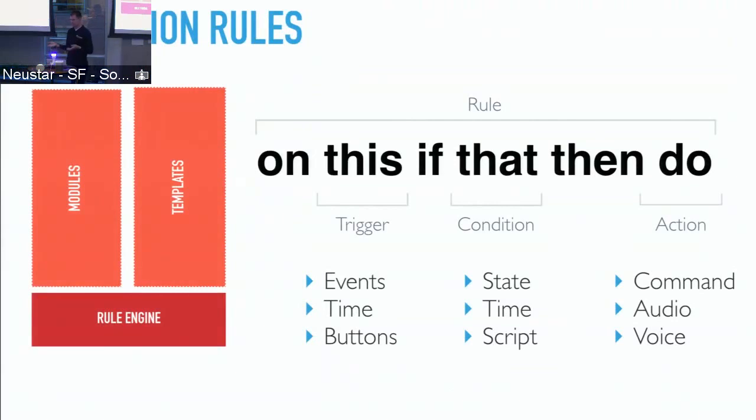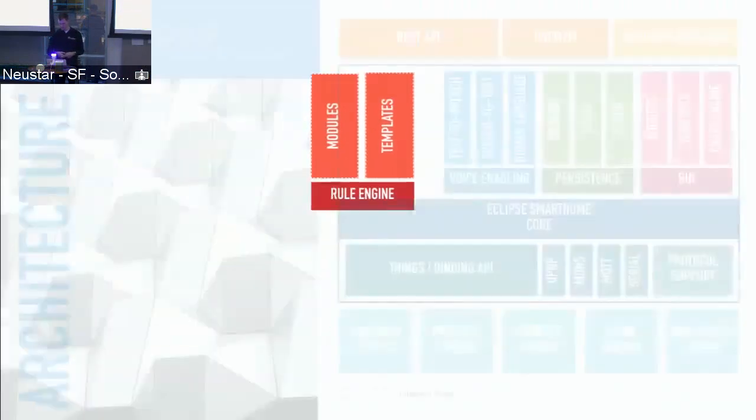Third part, the action. What should the rule actually do in the end? It can, of course, trigger some commands for some devices, but you can also play audio files. You can do voice interaction and many other things. So this whole rule engine is built in a very modular fashion that you can also implement your own types of actions, triggers, and conditions, and they are then offered for the users in the end. So it's easily extensible.